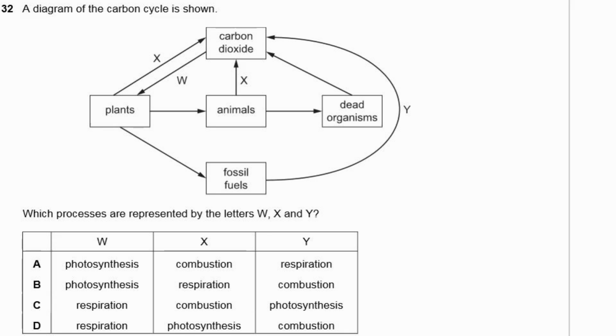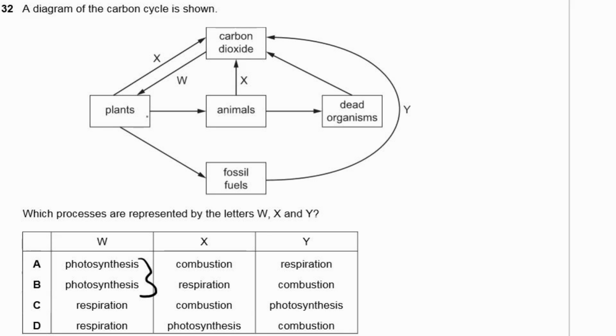Question 32. A diagram of the carbon cycle is shown. Which processes are represented by the letters W, X, and Y? Okay, W, we have carbon dioxide in the air going into plants. That's through the process of photosynthesis. So it's one of those two.